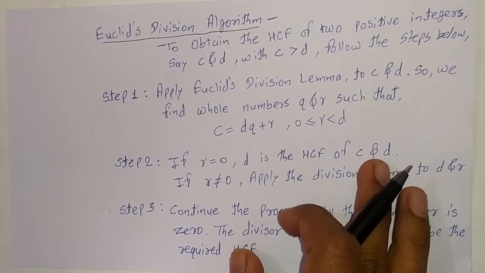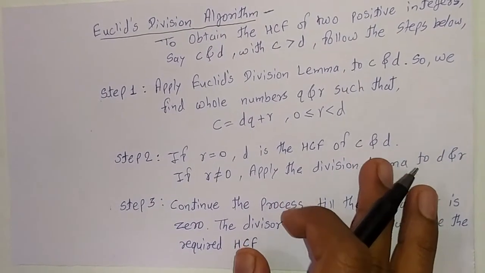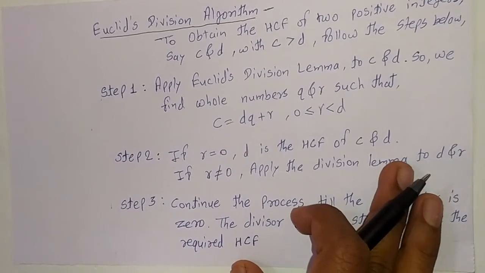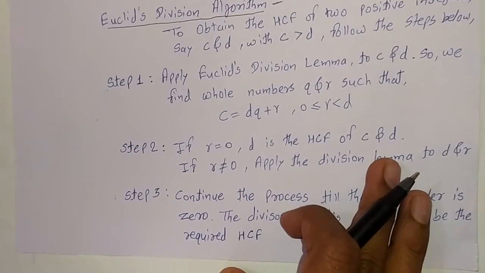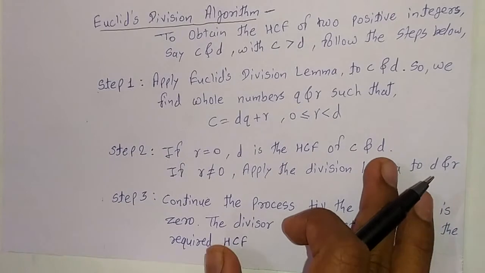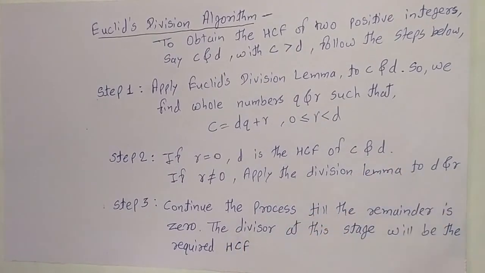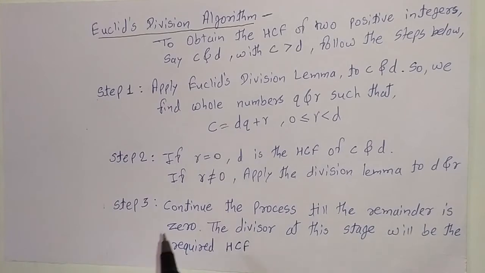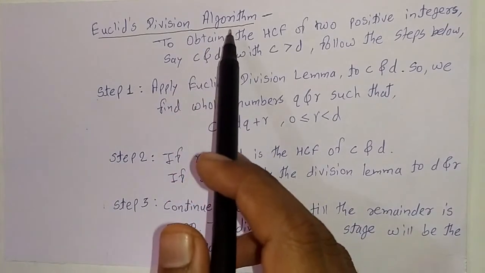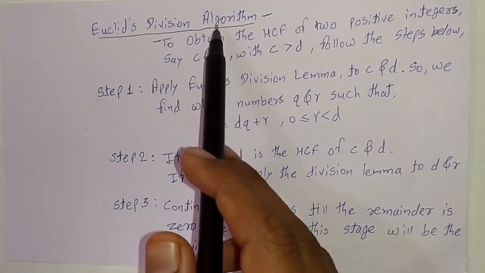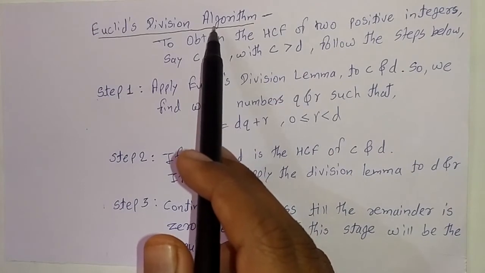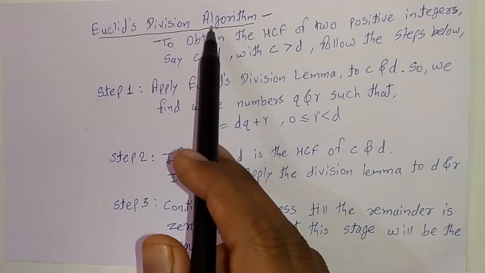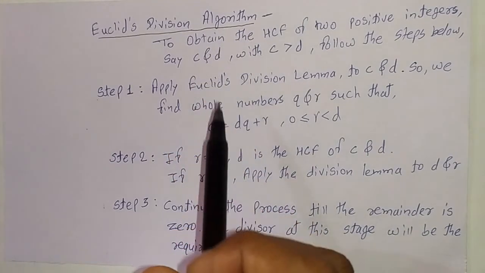In this topic we are going to see the steps involved, from the example that we have already seen. We put those steps in a generalized manner. This is called Euclid's division algorithm. Those who have studied computer programming languages are familiar with the word algorithm. What is an algorithm?